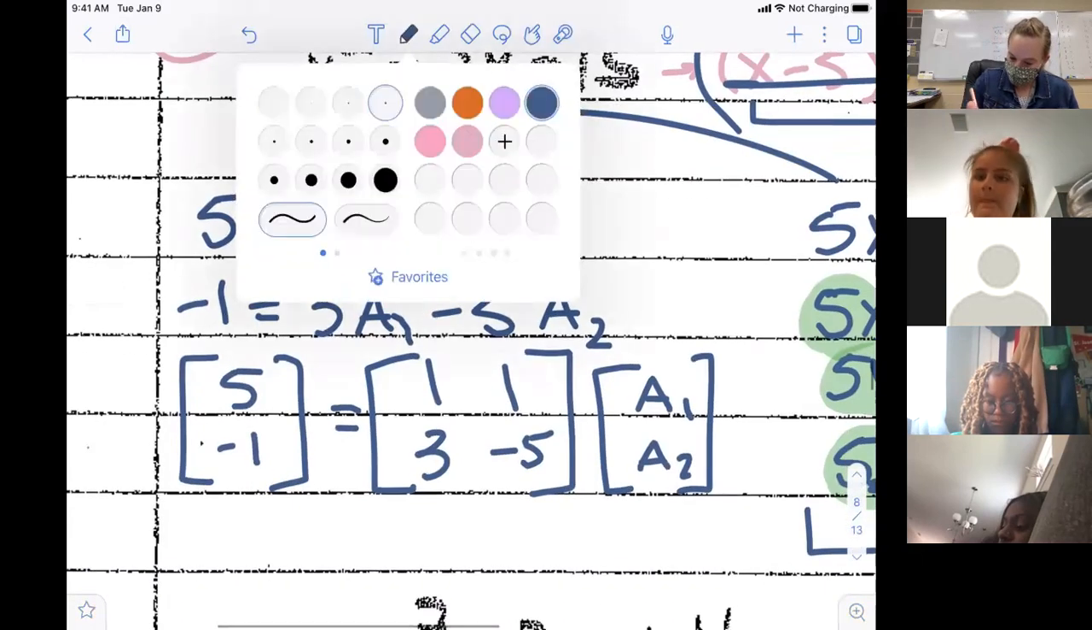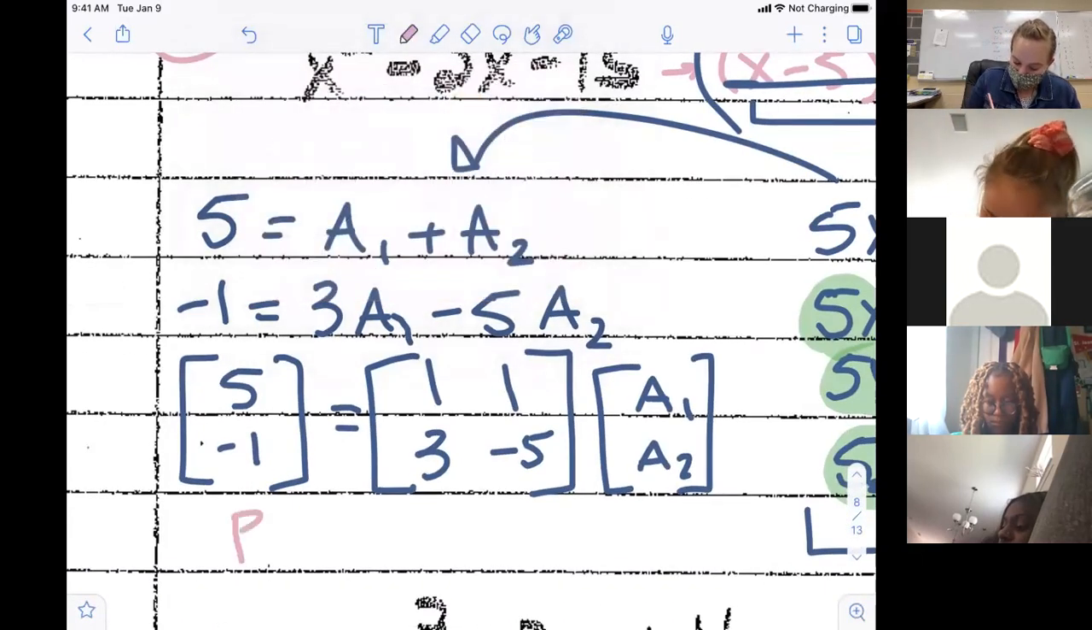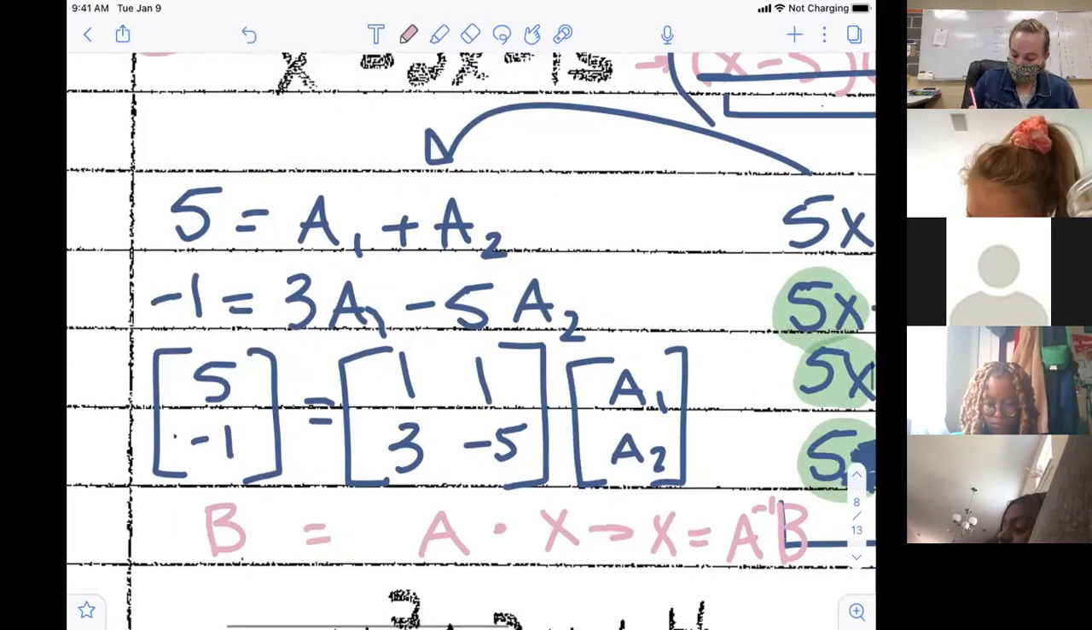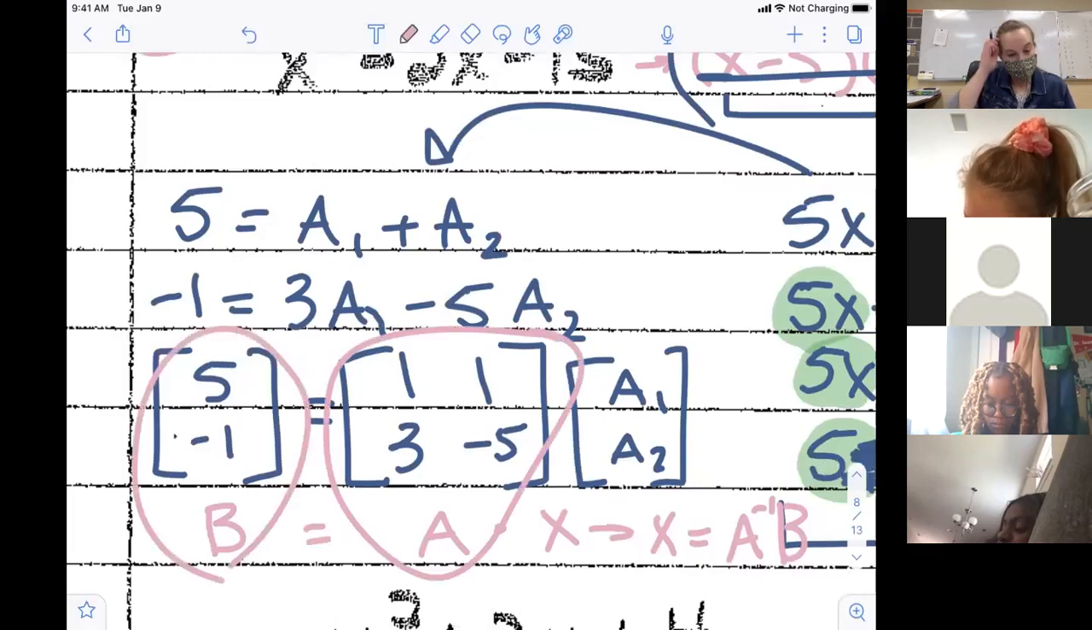Now, again, I said I was going to solve using the inverse method. I essentially have my B matrix equals my A times X. When we do inverse, we say X equals A to the negative first times B. So if I can take my A matrix, enter that in the calculator, do that to the negative first times my B matrix in the calculator, then I'm going to find out what A1 and A2 should be equal to.